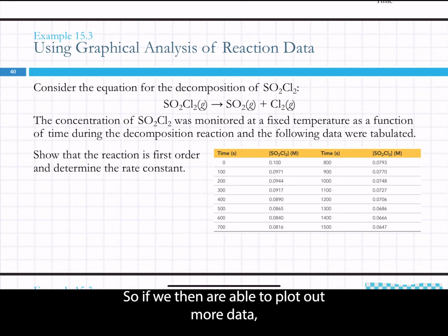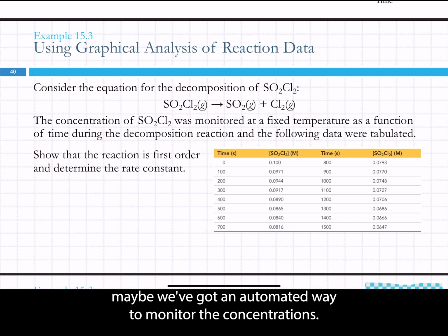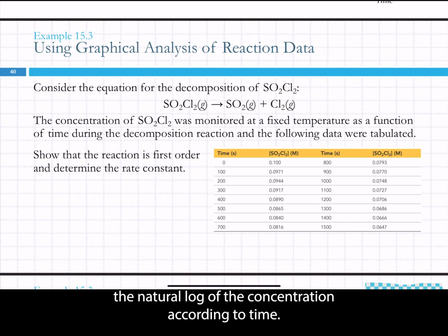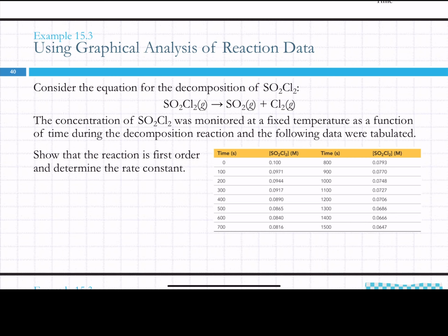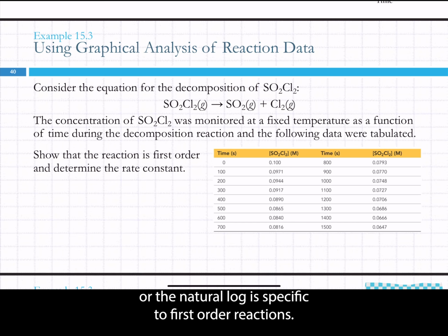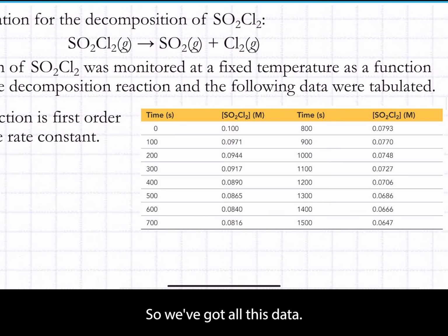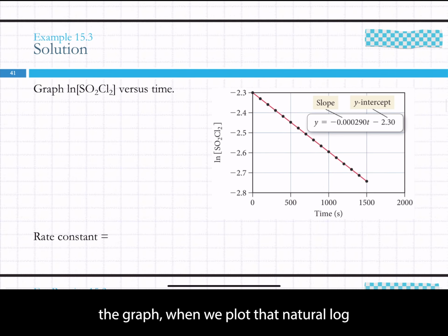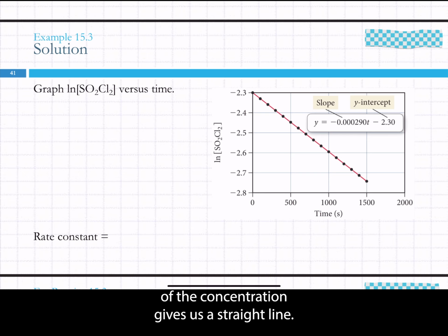So if we are able to plot out more data, maybe we've got an automated way to monitor the concentrations over time. We can set up an experiment, collect a whole bunch of data, plot the natural log of the concentration according to time. And as we'll see, plotting the natural log is specific to first order reactions. When we plot this, so we've got all this data, and the graph of the natural log of the concentration gives us a straight line, the slope of which is k.